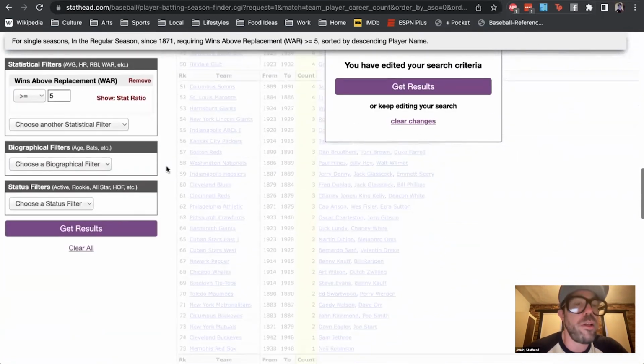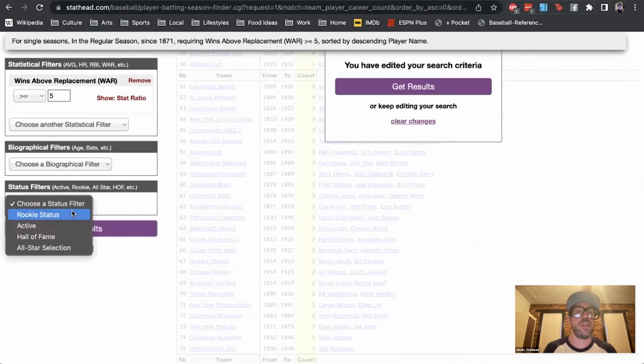So one other thing I mentioned that I kind of glanced over earlier is the status filters. This shows stuff like rookie status, active status, whether they're active or not, Hall of Famer. And then we just added a new upgrade to this feature just a couple weeks ago. We upgraded the Season Finder and added a bunch of really cool stuff behind the scenes. But we also added two really cool new public-facing things that people have been asking for a lot. So one of them is this one, All-Star Selection.